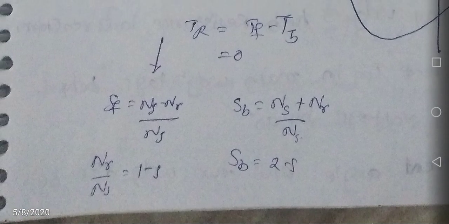So it is very important to remember that SB is the backward slip. The backward slip formula is 2 minus S, where S is the forward slip. Backward slip equals 2 minus forward slip.